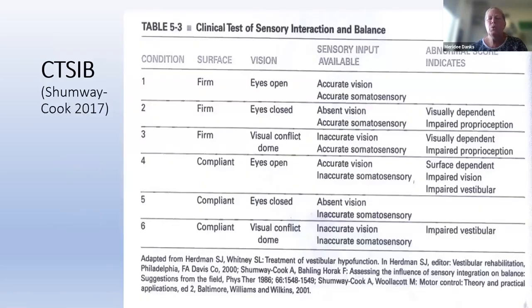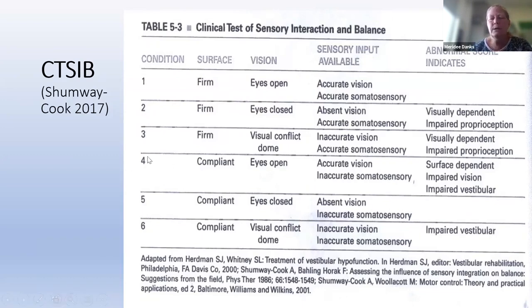So the next one is they would be standing on a firm surface and they put a Chinese lantern over their head. They conflict the vision, and so you can't use the vision accurately. The eyes are still open, but you can't reference the environment. So this makes the somatosensory system do more of the work. It takes the vision out of it. So what this test is trying to do is see how well those different sensory processes work.